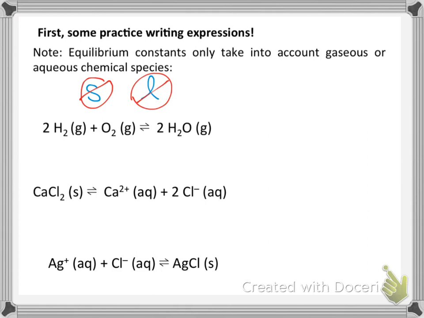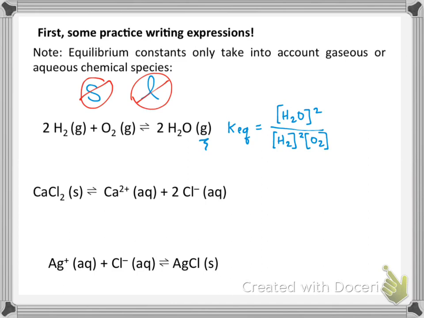And so for this first reaction, we have all gases, so we'll include everything. We'll have KEQ equal to the concentration of water squared divided by the concentration of H2 squared times O2. They're not squared, I'm sorry. Okay, it's just products over reactants, to their coefficients. And you do want to keep your eye out for water, because water can show up as solid, liquid, or gas, but we only include it when it's in the gas form.